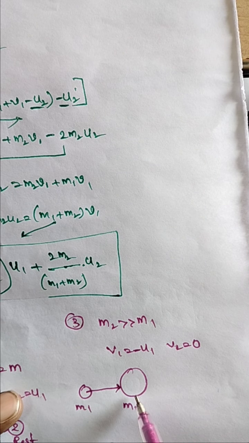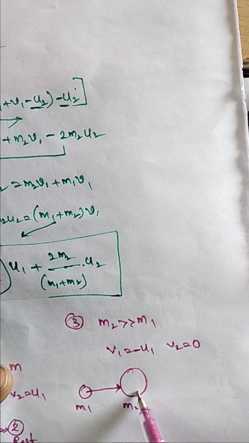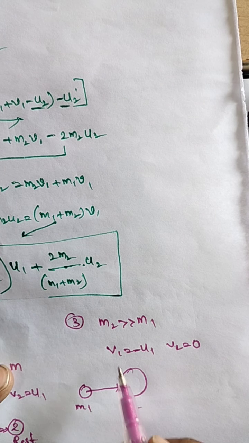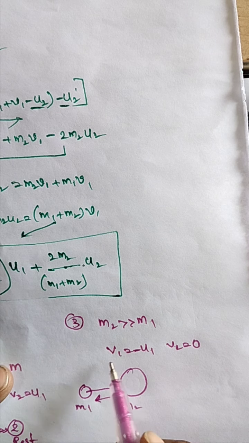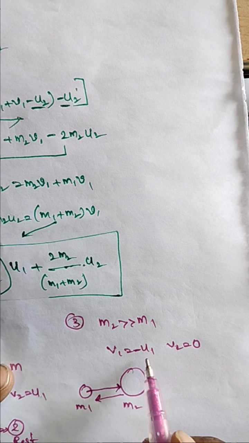What happened? What is the velocity of the lorry? There is no velocity, but the car is moving in the opposite direction. The car is moving in the opposite direction. That is, v1 is equal to minus u1.